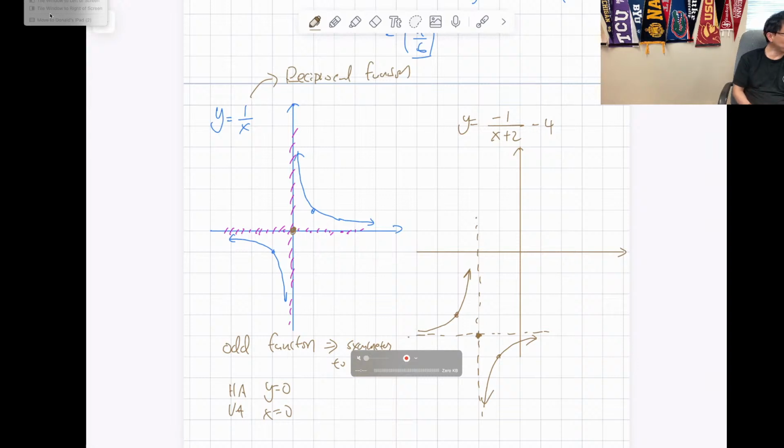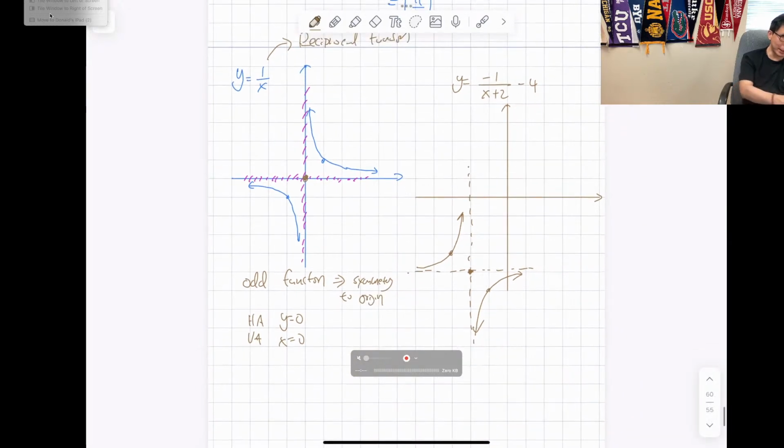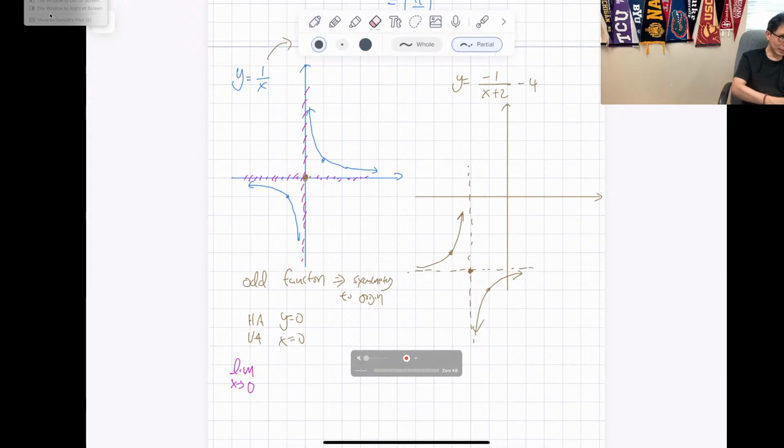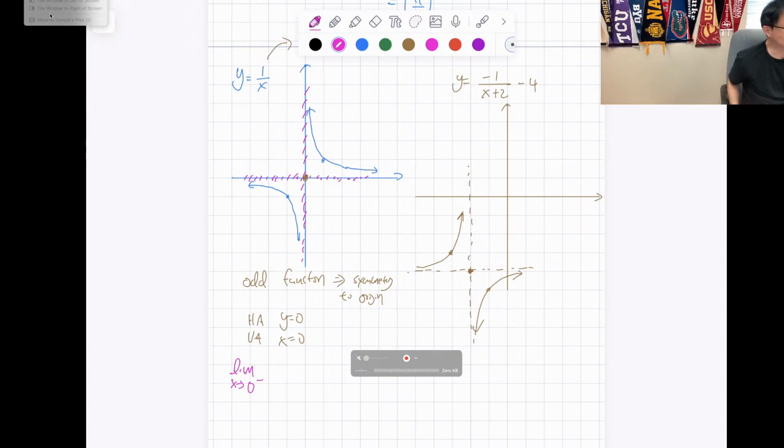However, there's some new notation now. So I'm gonna write in red. There's a new notation that you have never seen before. It's gonna be limits. As x approaches, now instead of approaching infinity and negative infinity, we are approaching a value. 0 from the left side. Okay, I'm gonna say that again. 0 from the left side. That means limit x approaches 0 from the left side.